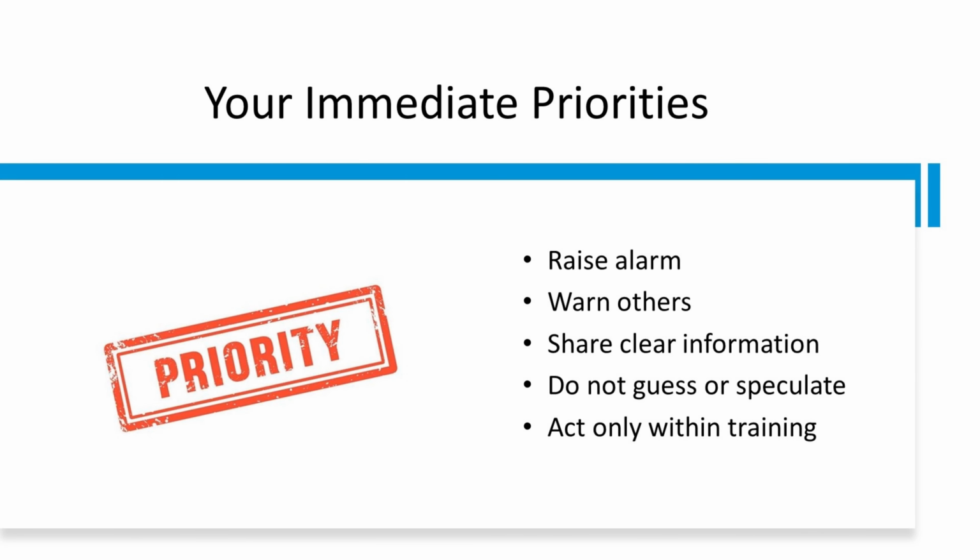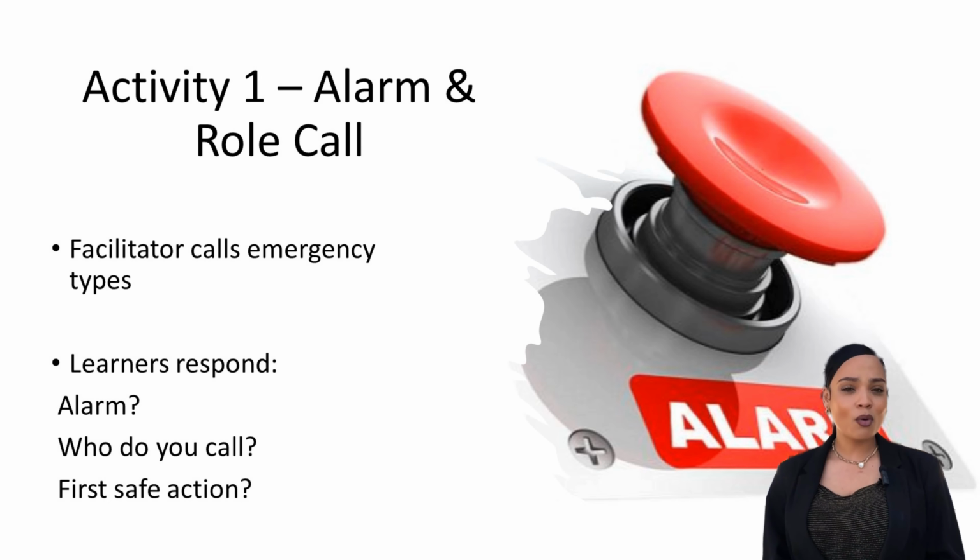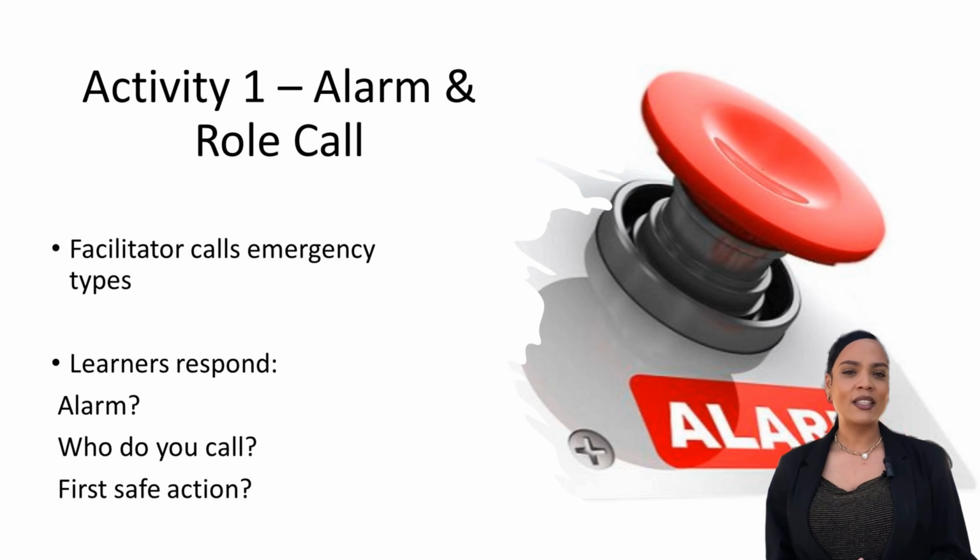When I discover an emergency, my priorities are: stay calm, raise the alarm immediately, warn people nearby, and start the initial action I am trained to do. Let's practice clarity. I will call out an emergency. You will respond with the alarm you would raise, who you would call, and your first action. Examples I might call: small fire at conveyor motor, person collapsed in blending area, solvent smell in pump bay, power failure and stuck lift, forklift collision in warehouse.